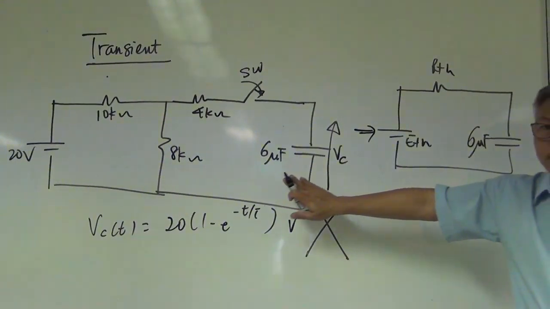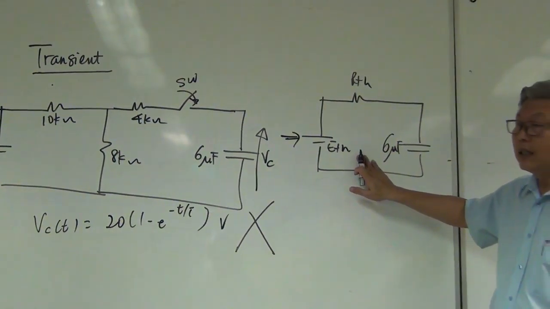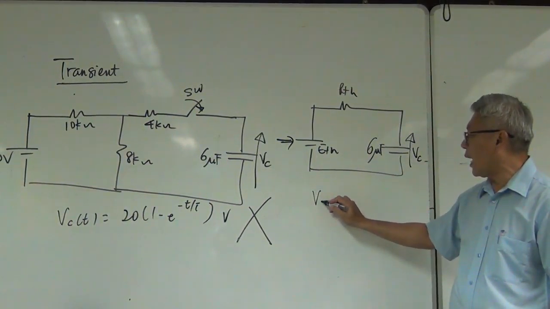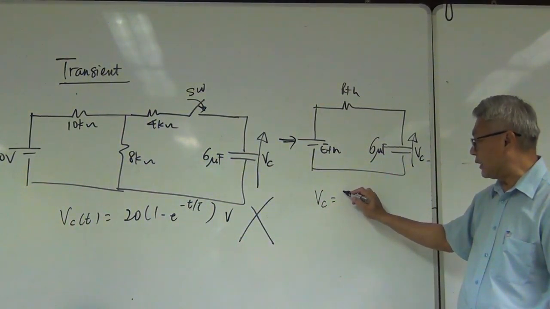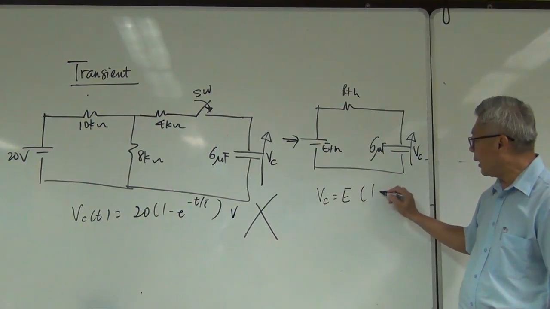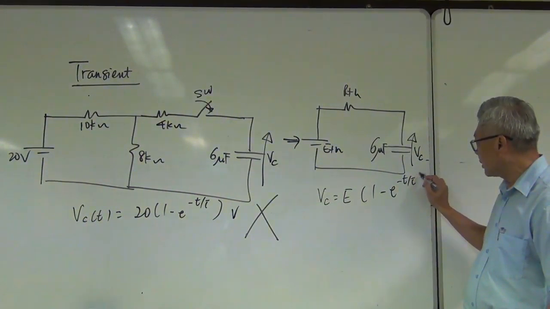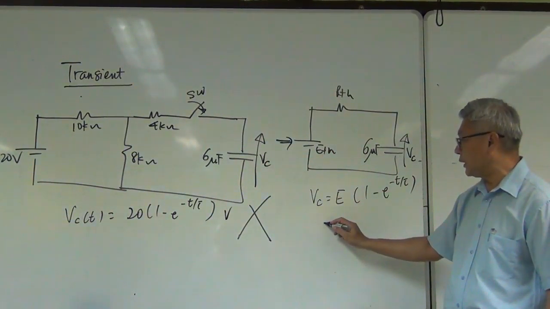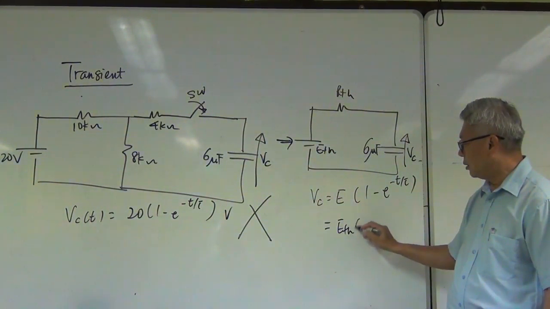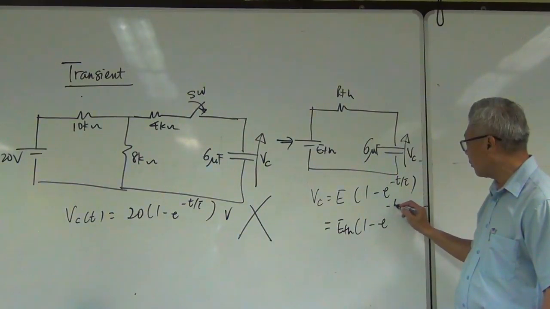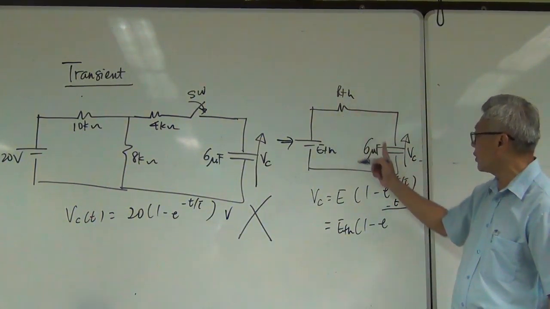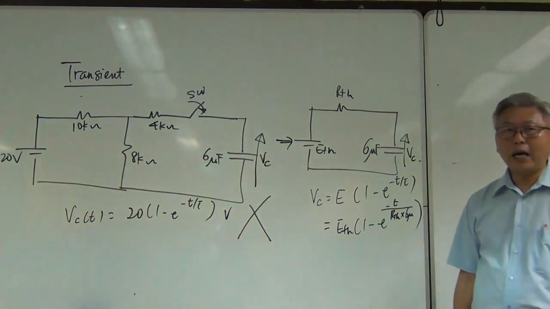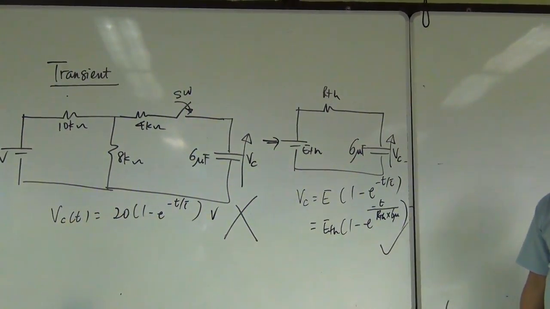If you can make this circuit into this, and then you write down the expression VC, then your answer comes up very easily. It's E, 1 minus e to the minus t over time constant. What is the E that is being charged? Charged to ETH. Okay? And what is the time constant? The time constant is RTH times 6 microfarad. Then your answer is correct.